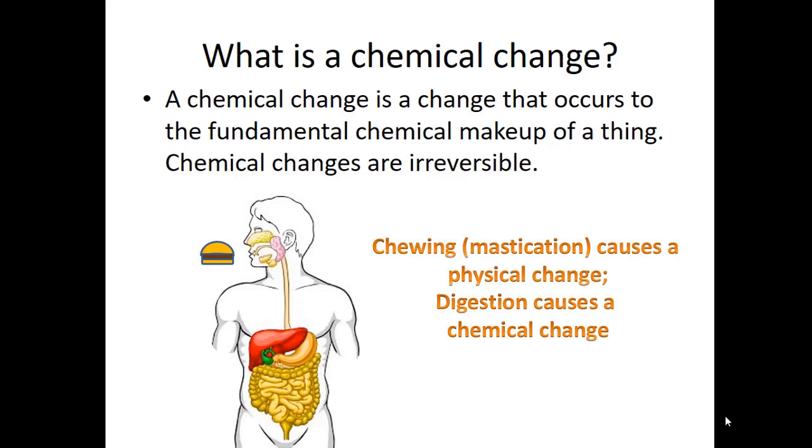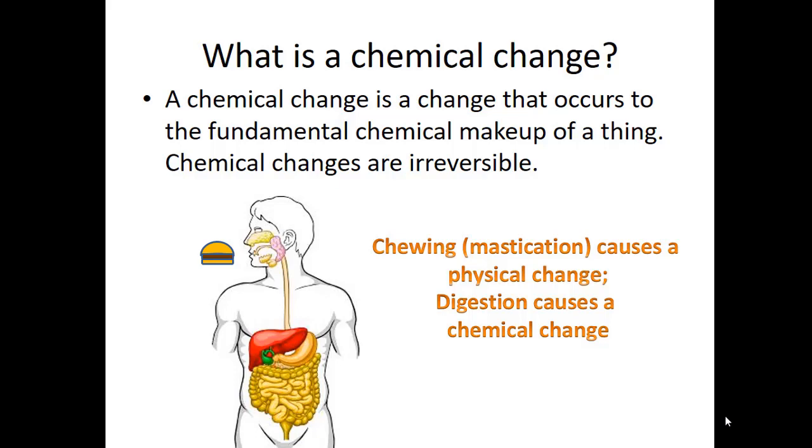What's a chemical change? A chemical change is a change that occurs to the fundamental chemical makeup of a thing, of an object, of anything, right? And a chemical change is irreversible, right? So again, when you saw the sandwich, the kid eating the sandwich, that kid was enjoying that sandwich, and the sandwich was physically changed by being chewed up. But then when that sandwich went down into the belly, then it becomes chemically changed because the chemicals in the body start working on it.